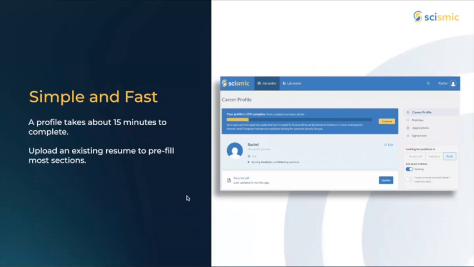If you do decide to create a profile, there are two different options. They both go through the same portal, but you can either upload a resume, and through a parsing tool, it will pre-fill most of the sections for you. You can also choose to not include that and fill out the sections yourself. It does take about 15 minutes to complete. I'd say uploading the resume and having it pre-fill will reduce it to about 10 minutes. And a little bit above the average, if you decide to fill everything in yourself, it might go up to about 20 minutes.